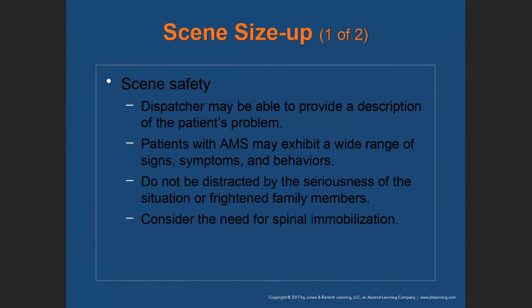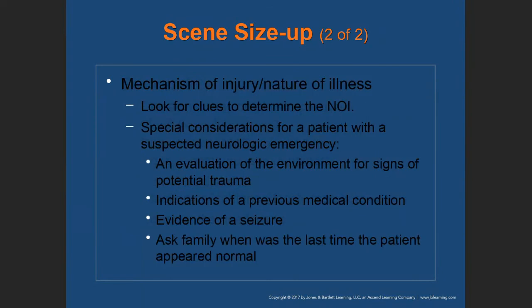Now, patient assessment. Scene safety. The dispatcher may be able to provide a description of the patient's problem. Patients with AMS may exhibit a wide range of signs, symptoms, and behaviors. Do not be distracted by the seriousness of the situation or frightened family members. Consider the need for spinal immobilization or restriction. For the mechanism of injury or nature of illness, look for clues to determine the NOI.